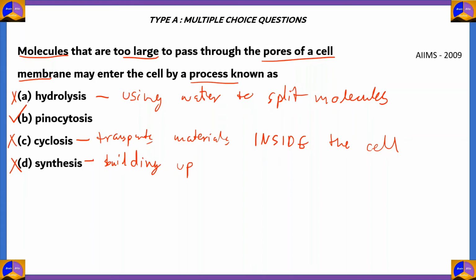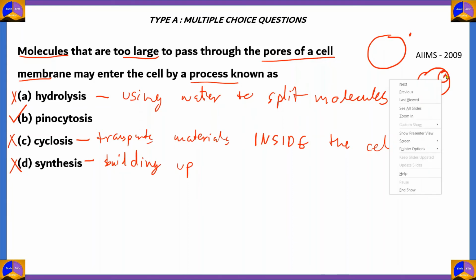The right answer is option B, pinocytosis. So basically, you have a cell membrane here and you have an external molecule. In pinocytosis, you wrap that molecule using the cell membrane itself. So it's similar to making another gas vacuole, the process that's found in amoeba. So option B is the right answer. The molecules that are too large to pass through the pores of a cell membrane enter the cell using pinocytosis and phagocytosis.